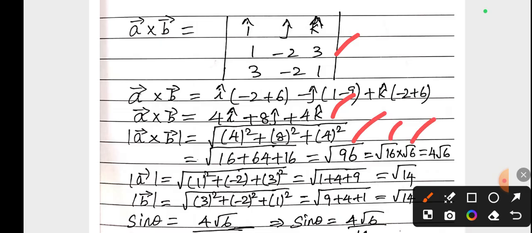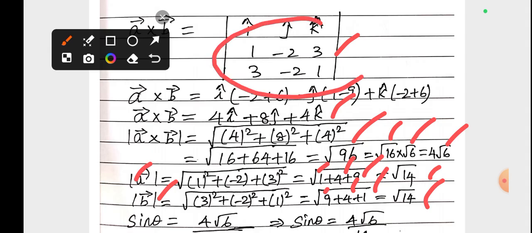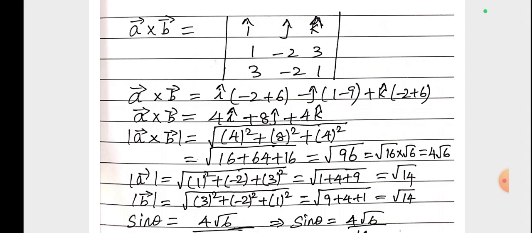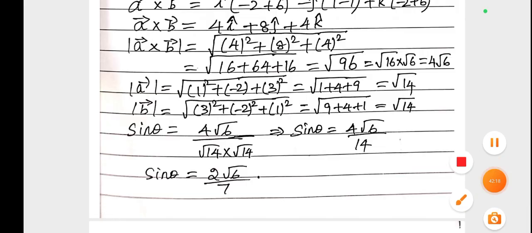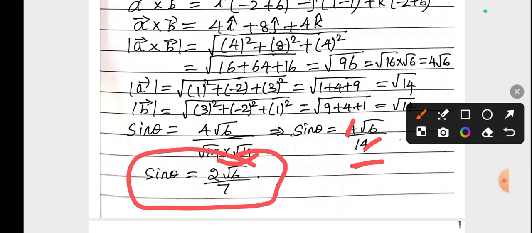Split root 96 into root 16 times root 6, which is 4 root 6. Magnitude of A vector: root of 1 plus 4 plus 9, root 14. Magnitude of B vector: 9 plus 4 plus 1, root 14. Children, I hope you know how to do this, because we have shown this much of the sum already. Since it's repetitive, I have not done it here. You know how to do the magnitude and the cross product, so it's easy. Root 14 into root 14 is 14, children. 4 and 14 you cancel, and you get the answer: sine theta equals 2 root 6 by 7.